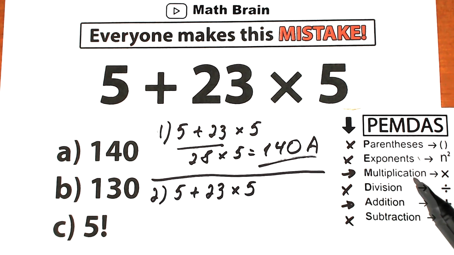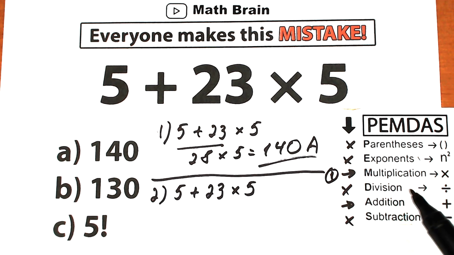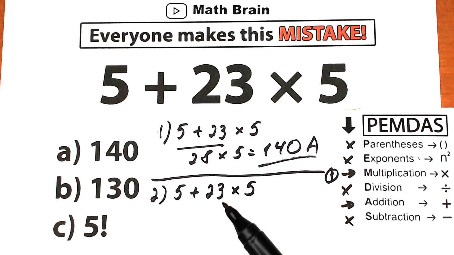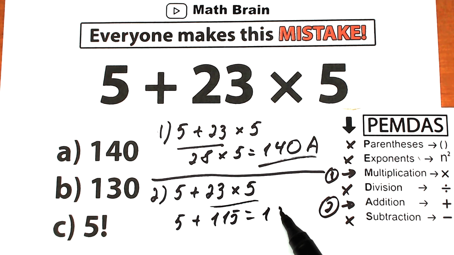As you can see, multiplication has the higher position than addition. Multiplication has the higher priority. It means that our first step should be multiplication. We should multiply 23 times 5. What do we have? We have 5 plus 115. And our second step, we should add. 5 plus 115 is equal to 120.